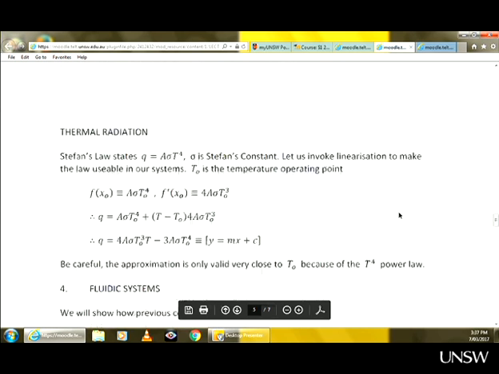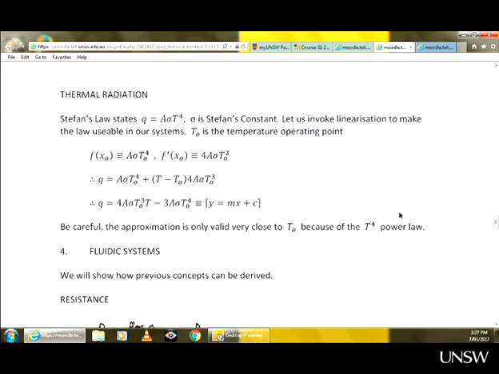Exactly. Thermal radiation is a very nonlinear process, so what we are going to do is linearize it, but this linearization will be accurate only over a very small range of temperatures. Why? Because the rate of heat due to radiation is a function of absolute temperature to the power of 4, which is very nonlinear. A is area, sigma is Stefan's constant. Okay, so how do we linearize this?